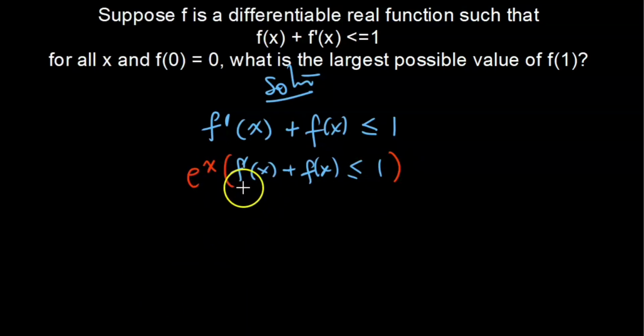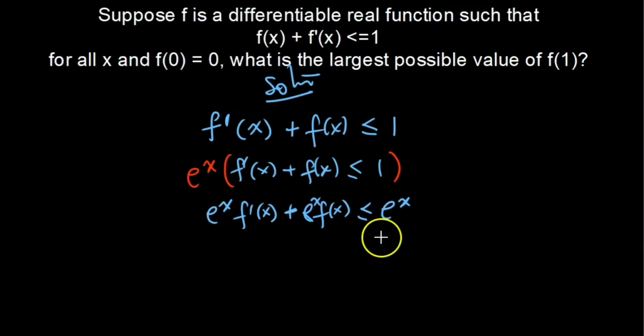Then we multiply the left hand side, and the order of the inequality will not be reversed. It will stay because this function is positive for every real number, that is, for every x. So we have e to the x times the derivative plus e to the x times the function, which is less than or equal to e to the x on the right hand side.